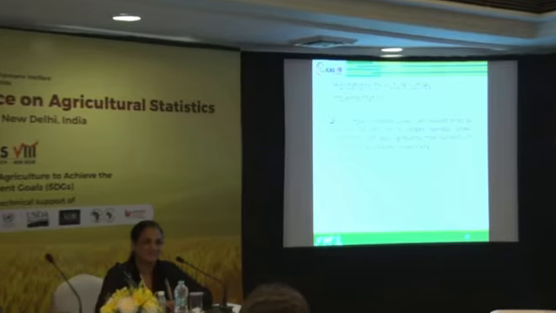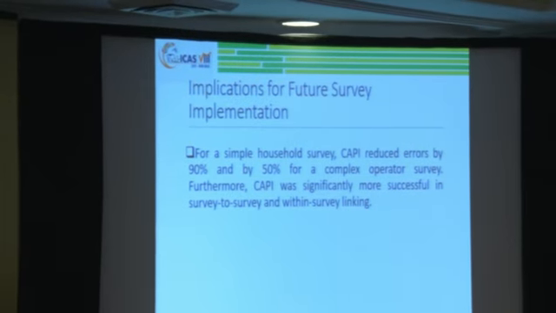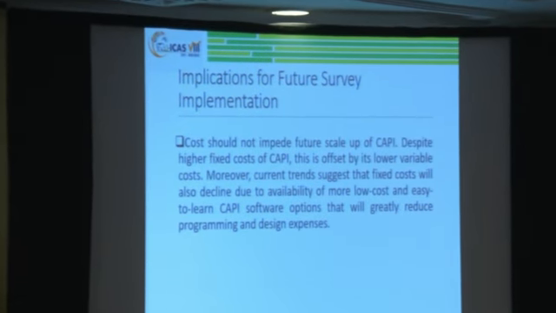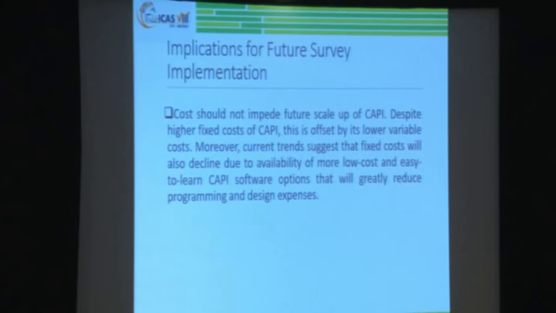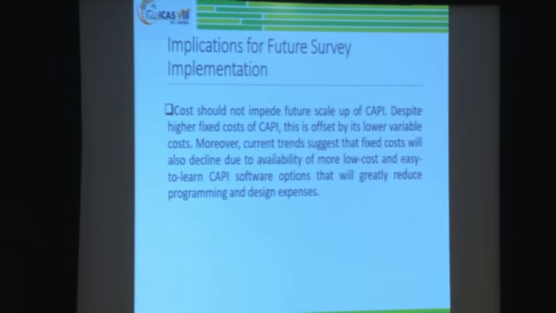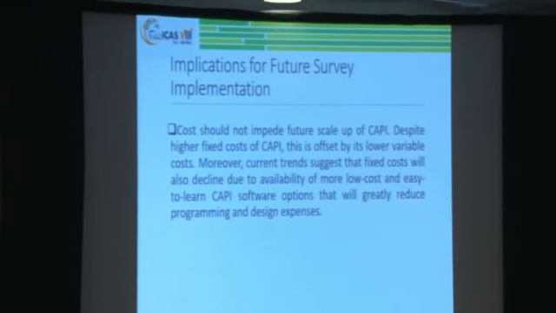For the sample surveys, CAPI reduced errors by 90%, by 50% for the complex operator survey. Furthermore, CAPI was significantly more successful in survey to survey and within the survey linking. Implication for the further implementation, cost should not implement future scale to the CAPI. Despite higher fixed cost for CAPI, this is offset by the lower variable cost.